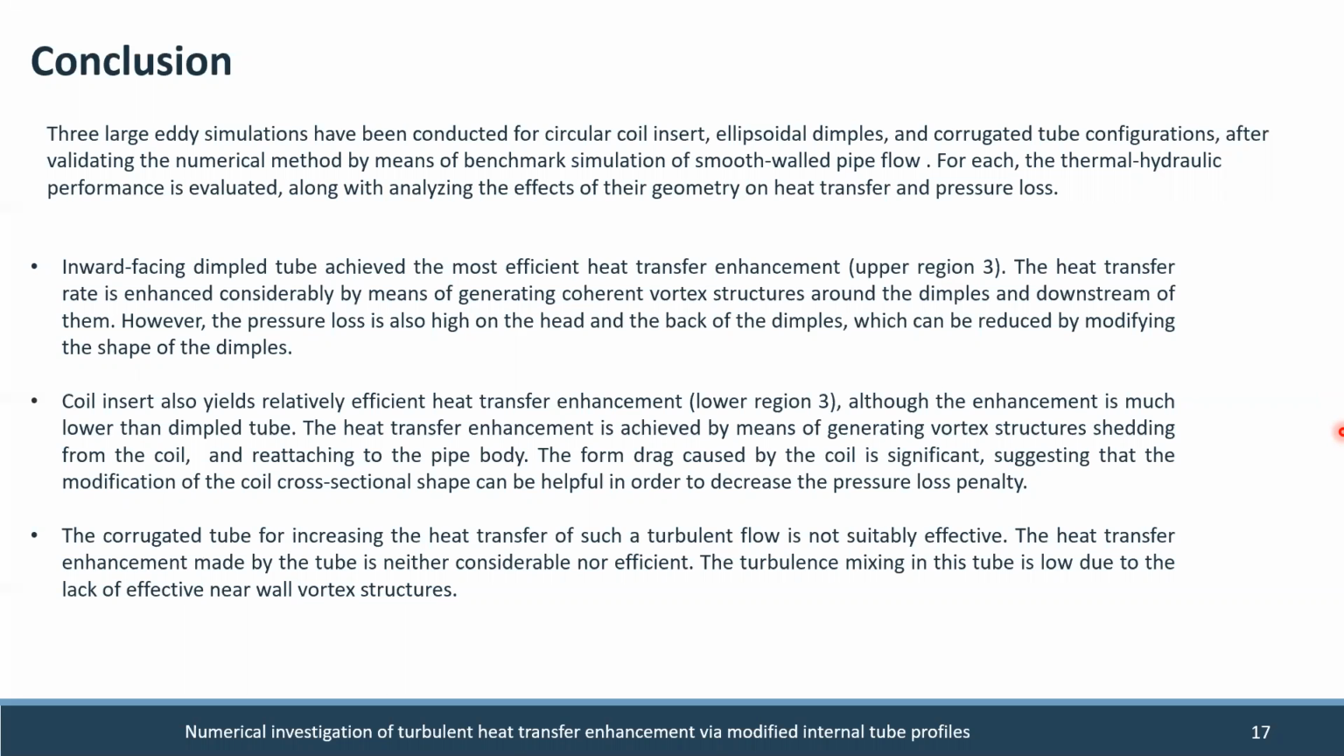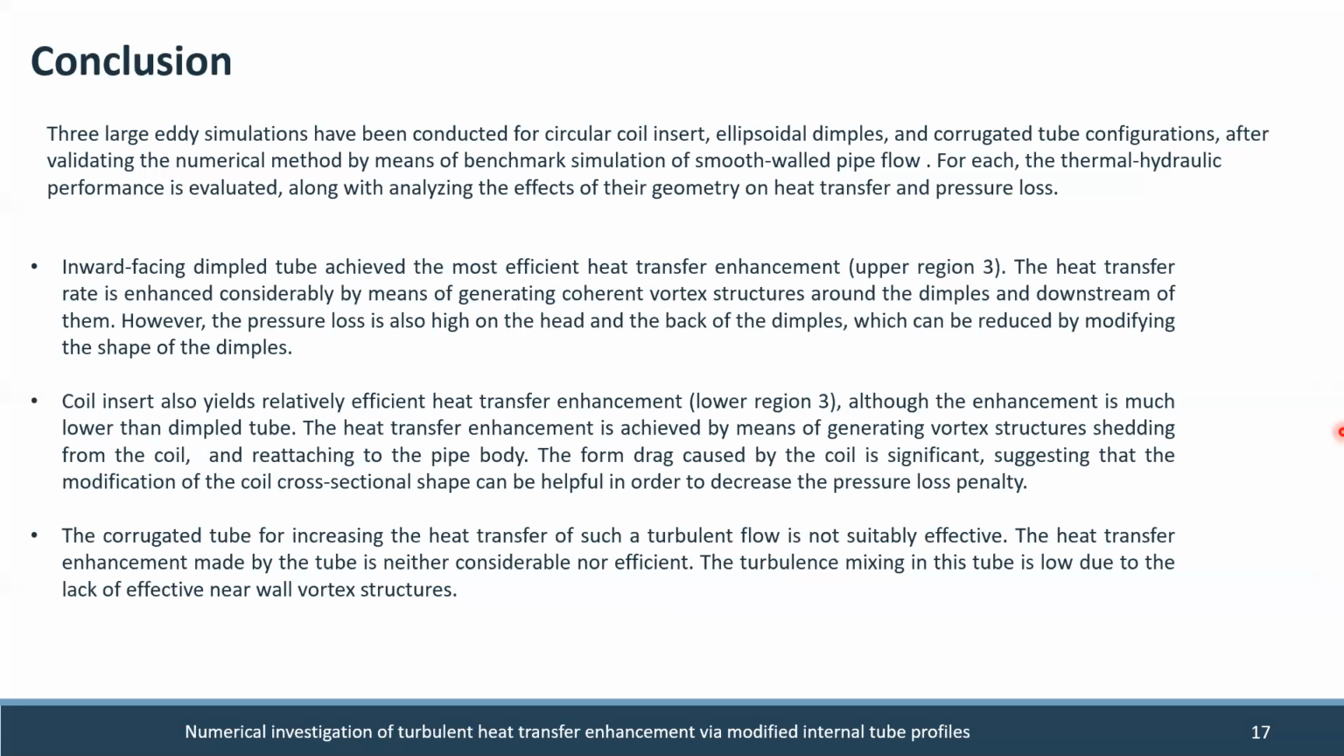The heat transfer enhancement is achieved by means of generating vortex structures which are shed from the coil, and they are reattached to the pipe body. The form drag caused by the coil is significant, suggesting that the modification of the coil cross-sectional shape can be helpful in order to decrease the pressure loss penalty.